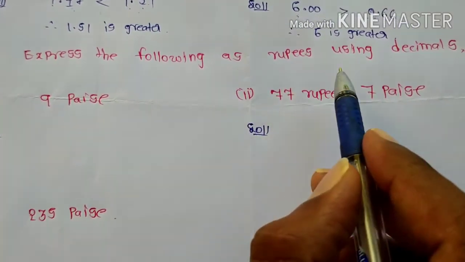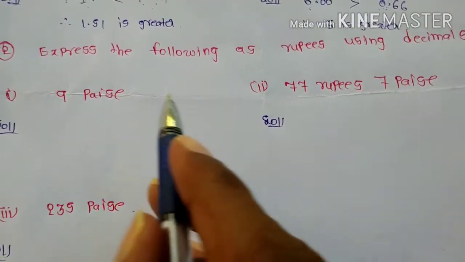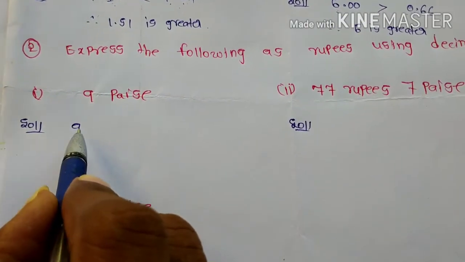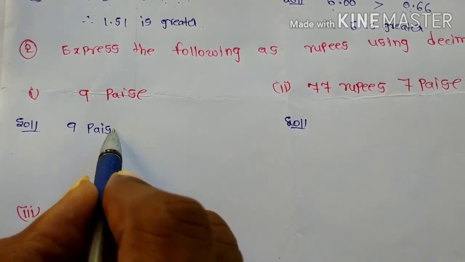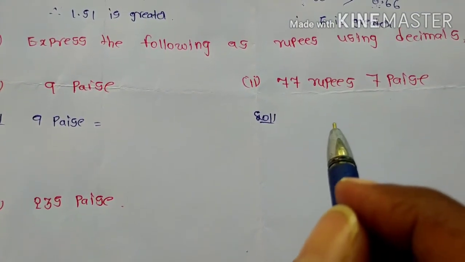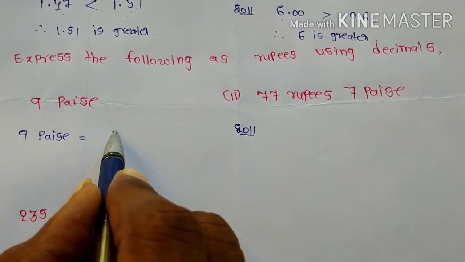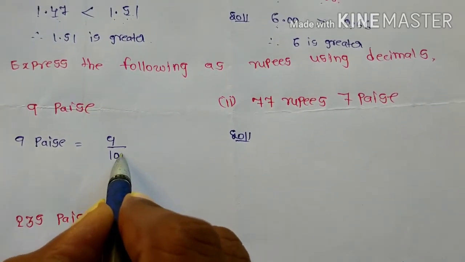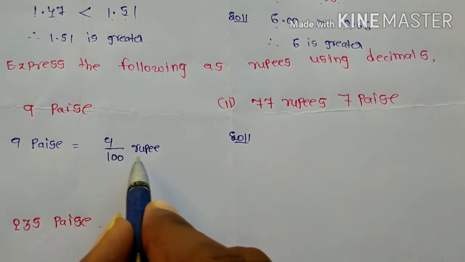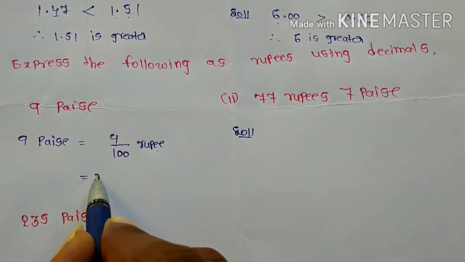Express the following as rupees using decimals. You know that. See, 9 paise. How can you express here? 9 paise is equal to, I am converting into rupees. You know that 1 rupee is equal to how many paise? 100 or not? So you can write here 9 paise is equal to 9 by 100 rupee. I am writing the rupee symbol.